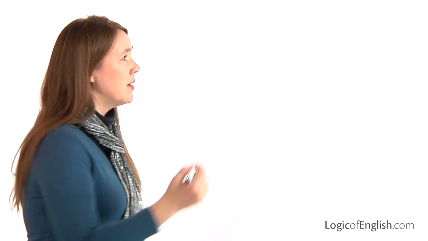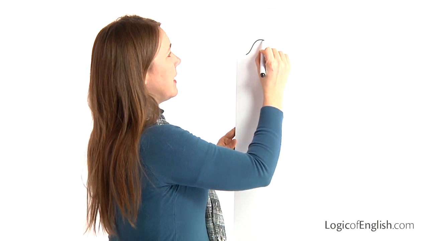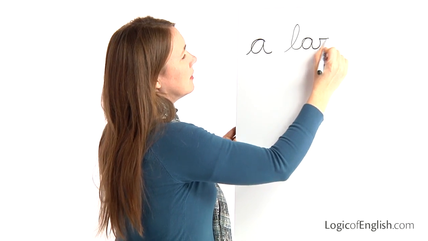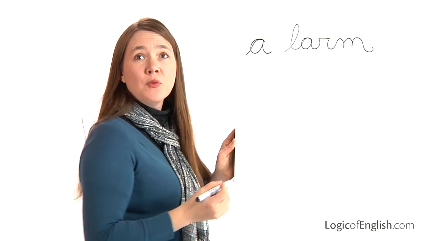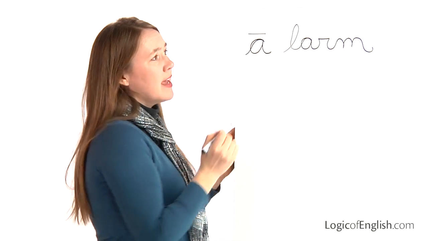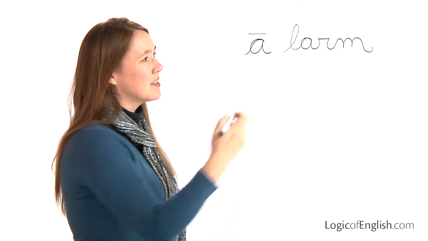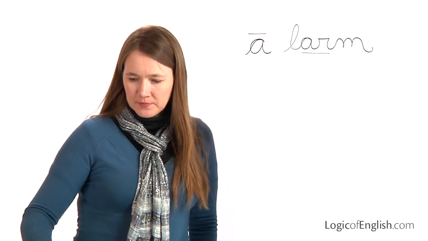How many syllables in alarm? 2. The first syllable is A. The second syllable is larm. L, R, M. Go ahead and write alarm. And now help me to write it. The first syllable is A. The second syllable is larm. L, R, M. And how will we mark it? We'll write a line over the A because A, E, O, U usually say their names at the end of the syllable, and we'll underline the R.